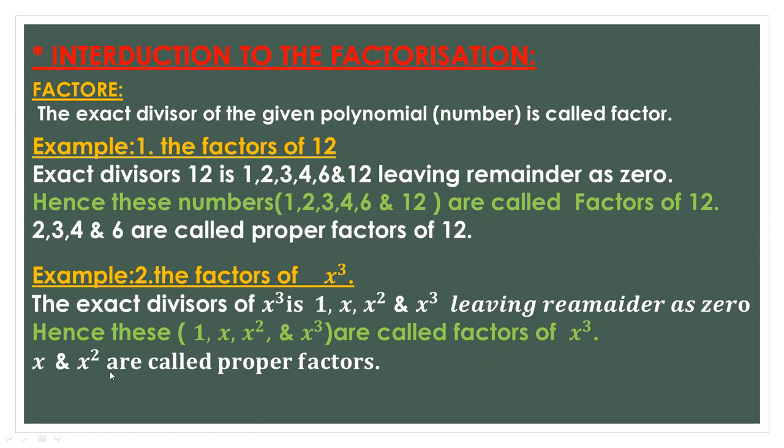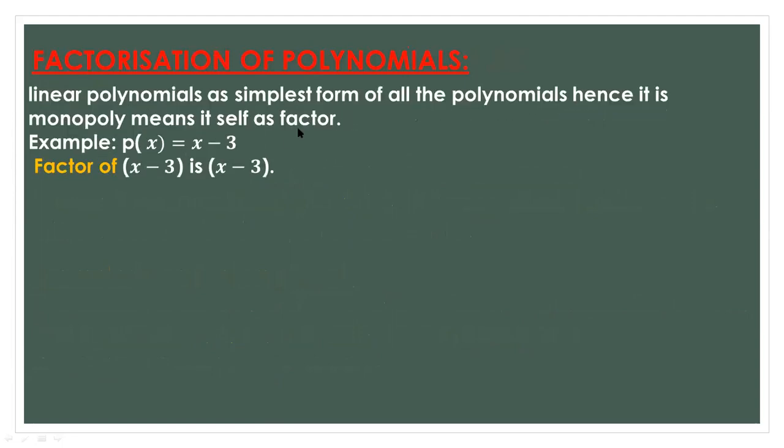Okay students, so next it is factorization of polynomials. Already you should know about polynomials. A linear polynomial is the simplest form of all polynomials. Hence it is a monomial-like form, meaning it has itself as its factor, and it has a unique solution. For example, p of x is equal to x minus 3. The factor of x minus 3 is itself. Okay, so next, an important note here.